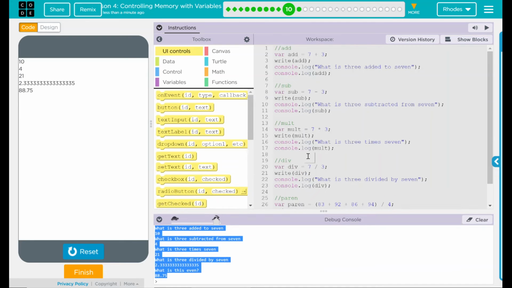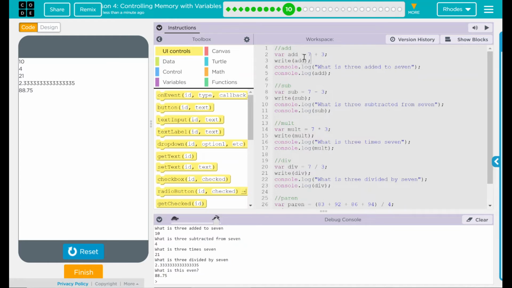If I wanted to change anything, it's easy because I can come up here and just look at it, and I know exactly where I'm at because I commented everything out. Let's go ahead and see if we can get some big numbers on here. I'm going to go down to multiplication. I'm going to type in 700 times 300. Let's see what comes up now. Well, we still got a number. That's our third one down there.